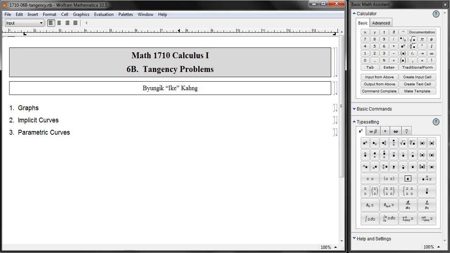Hello students, welcome back. This lesson is about tangency problems. We're going to look at it from three different perspectives, and the first two of them are reviews. First, the simplest of all, graphs.